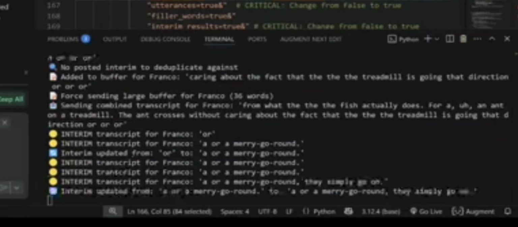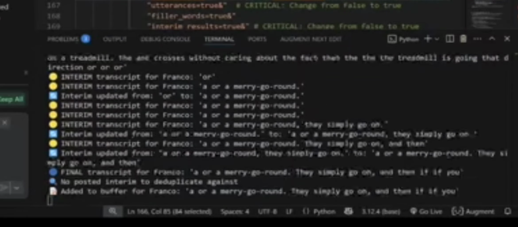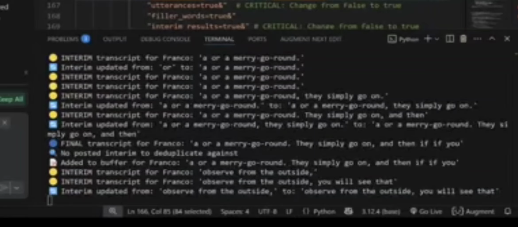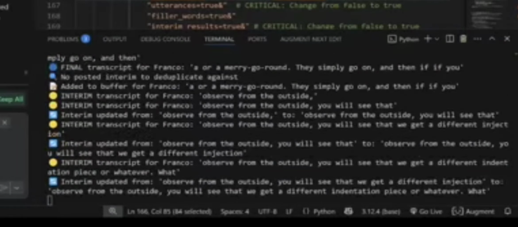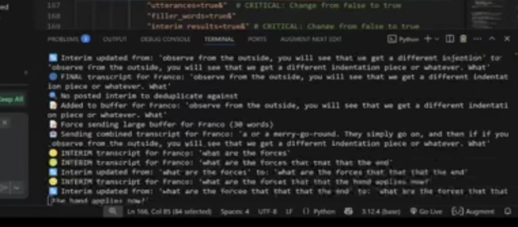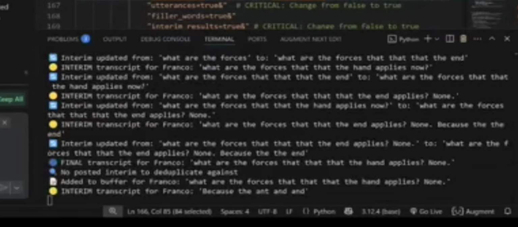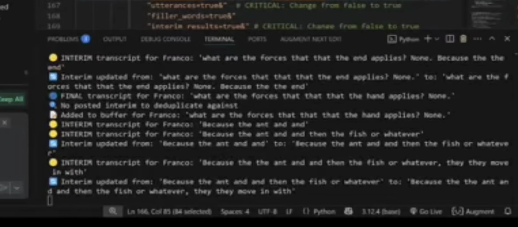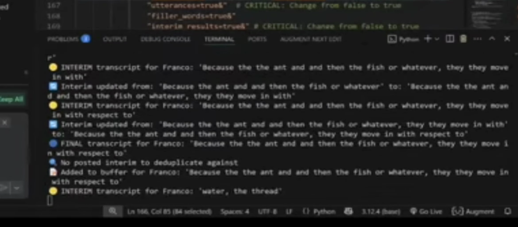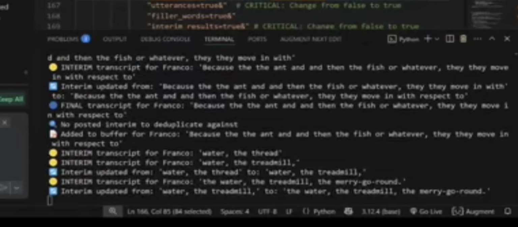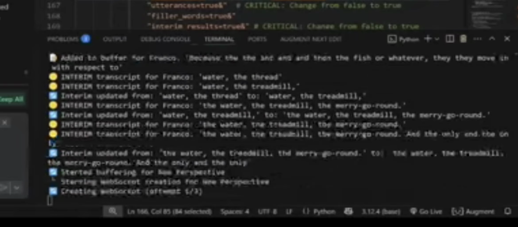The ant crosses without caring about the fact that the treadmill is going that direction, or a merry-go-round. They simply go on, and then if observed from the outside, we see that we get different tangential speeds or whatever. What are the forces that the ant applies? None, because the ant and the fish or whatever, they're moving with respect to the water, the treadmill, the merry-go-round. And the only effect is those. Okay.